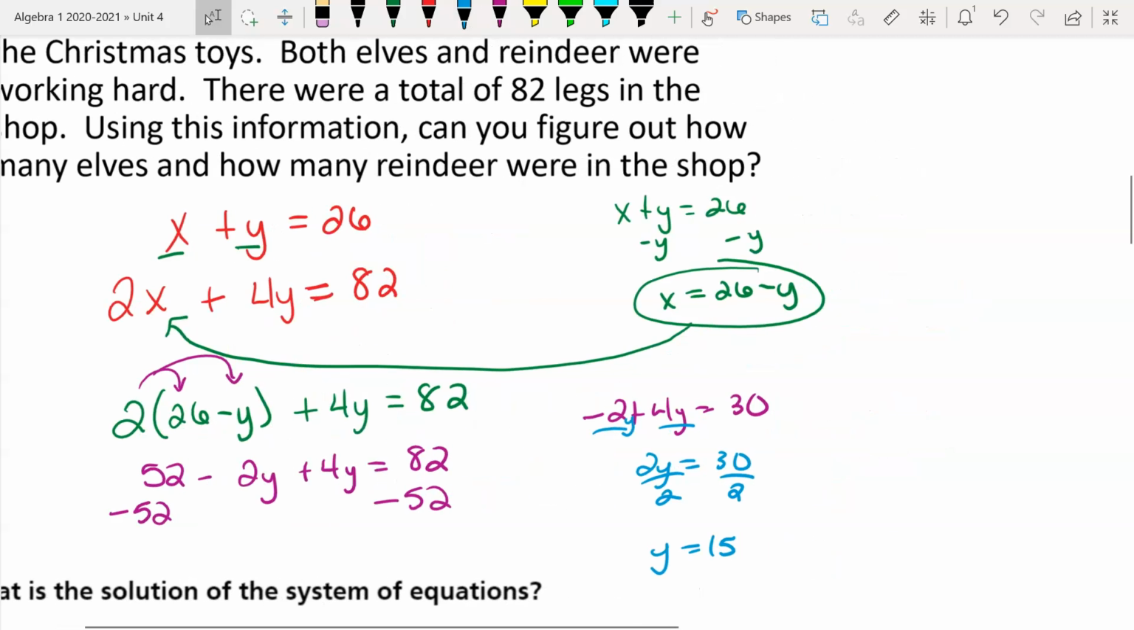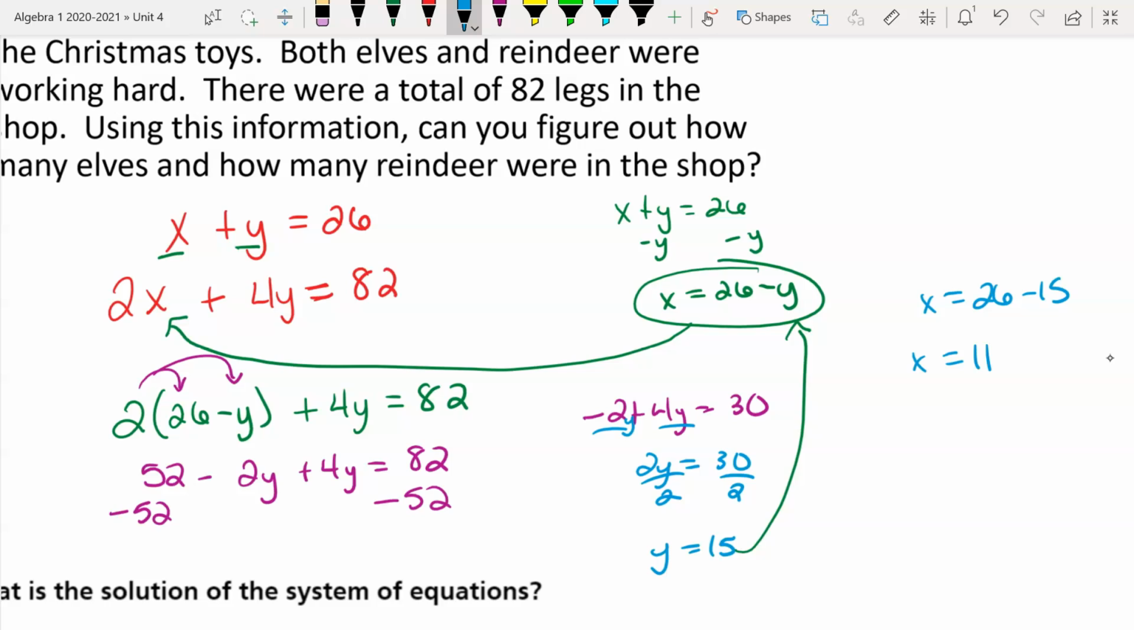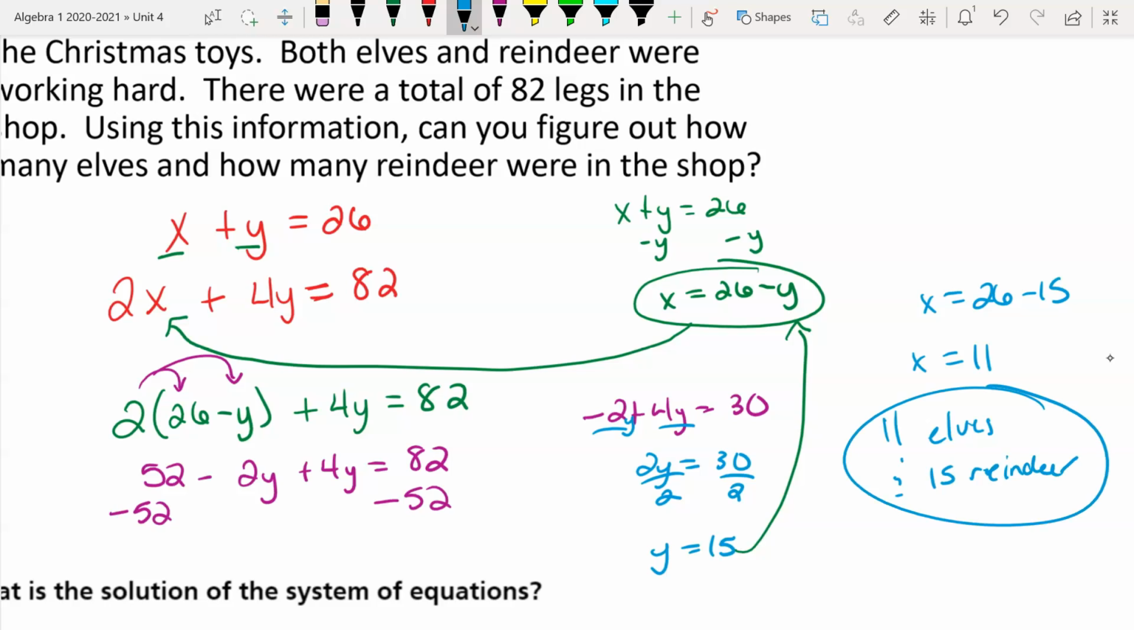Well, if there's 15 reindeer, can I figure out how many elves there are? Well, yeah. I can plug that back into the equation that we adjusted. So x equals 26 minus 15. X equals 11. So there's 11 elves and 15 reindeer. If you solved that by yourself, awesome. So what we used there was called substitution, and that's what today's lesson is about.